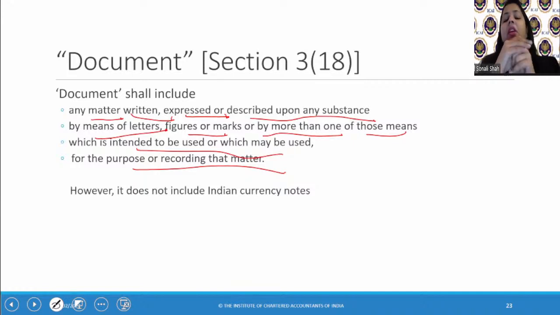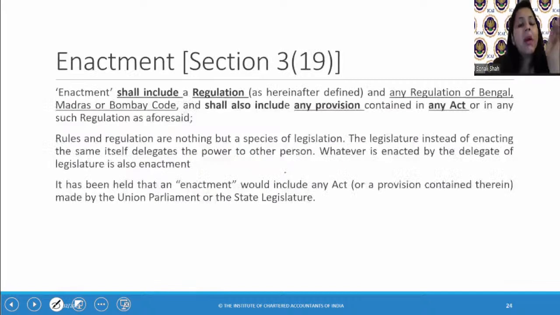So whenever any matter or content is written, expressed, or described on any substance by means of letters, figures, or marks, or any of those means, and it is intended to be used for the purpose of recording that matter, such a thing is called a document. It can even be a leaf on which a matter has been written. But a currency note is not treated as a document. It's legal tender, not a document.